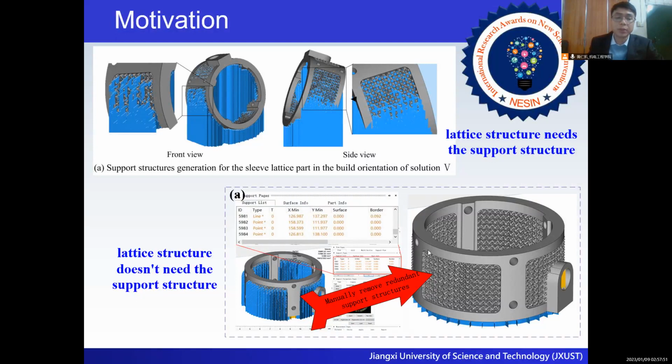For example, for situations where the lattice structure doesn't need the support structure, Magics software generates the support structure for 5,000 overhangs of the sleeve lattice part, which leads to redundant support structure that needs to be removed manually. Therefore, a new approach is urgently needed to improve the efficiency of the support structure generation.